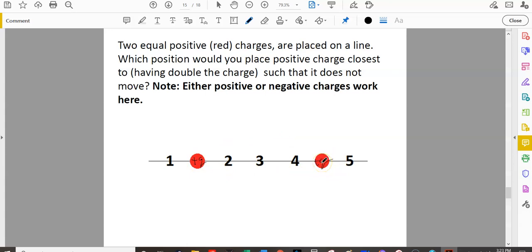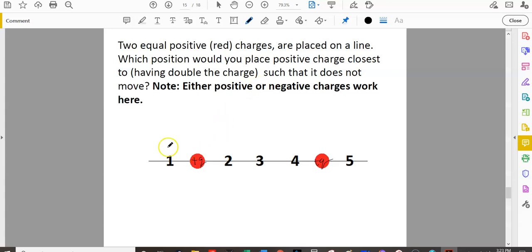So they're not going to be able to move. So this positive 2Q charge that is free to move, you need to put it in a place where it's not going to move. Where do you think it's going to be placed closest to? 1, 2, 3, 4, or 5. Okay. Well, like I said, you want to place it on the number line where the forces are balanced on it.